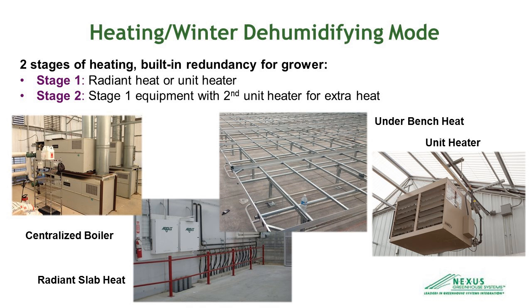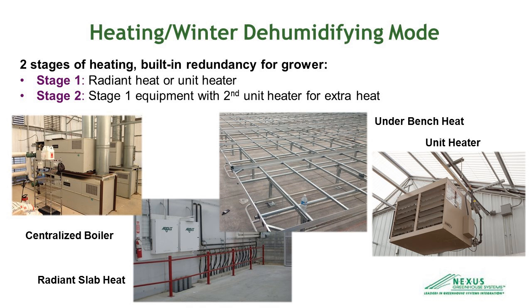So here's some examples from left to right of different equipment that's used for heating a greenhouse. We have a centralized boiler. You can see there's 2 of them there for redundancy. One runs the majority of the time. The other one picks up the slack for the first one when it's not able to do the full heat load.